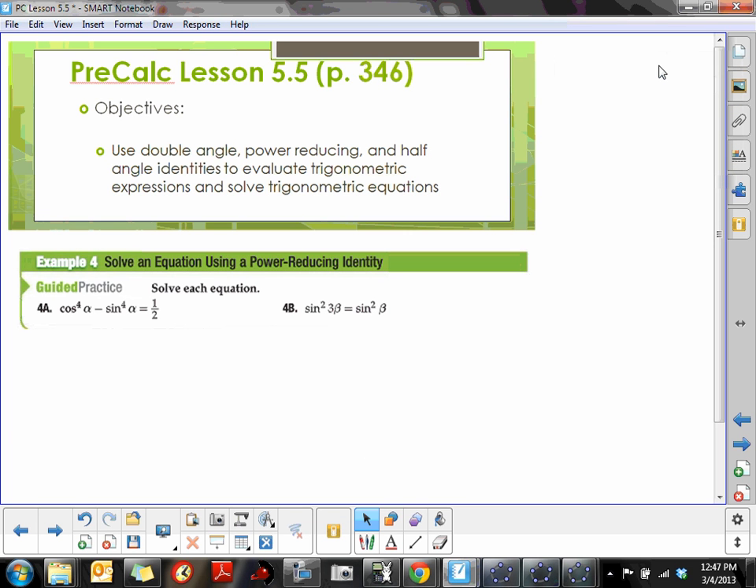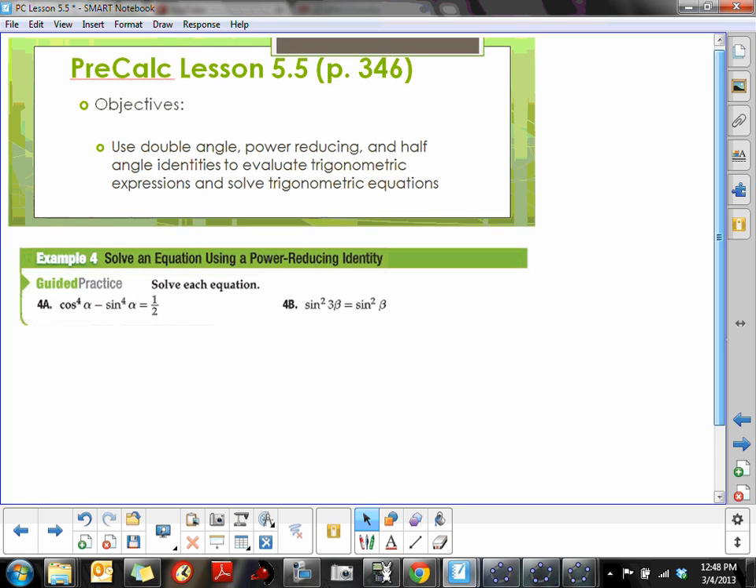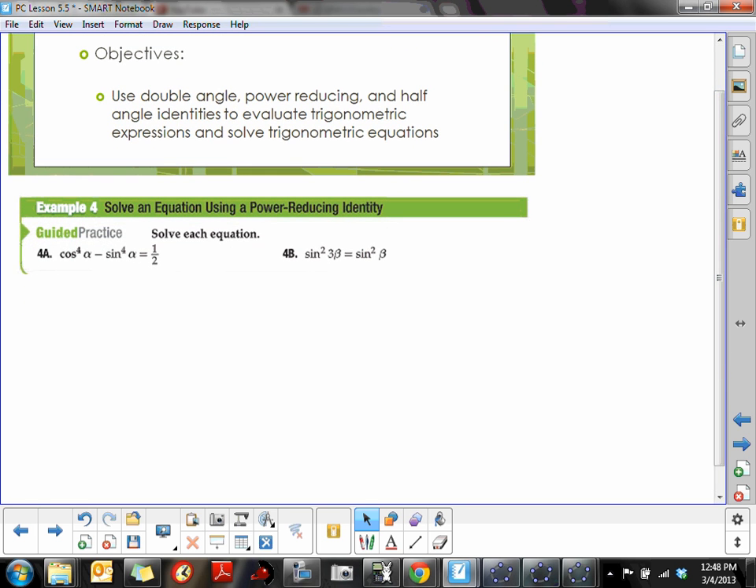The next examples in 4a and 4b, we're going to be using power reducing identities to solve trig equations. So this is still under our main objective to use these power reducing identities to solve trig equations. So if we look at our equation, we've got cosine to the fourth of alpha minus sine to the fourth of alpha equals a half.